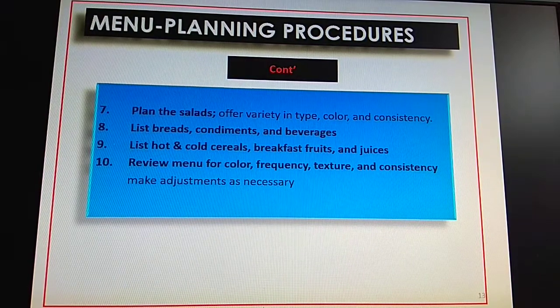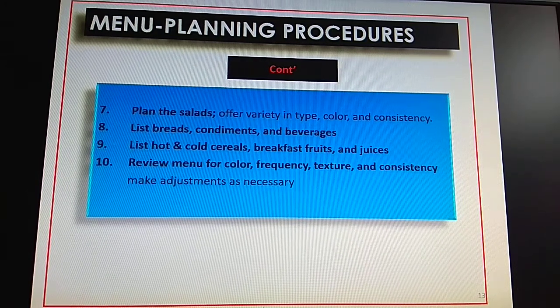Plan the salads, offer variety in types, color, and consistency. Make sure it looks very colorful and very fresh. That is the most important aspect for salads. And then list breads, condiments, and beverages. And then the 9th listing: list hot and cold cereals, breakfast fruits, and juices. Review the menu for color, frequency, texture, and consistency.